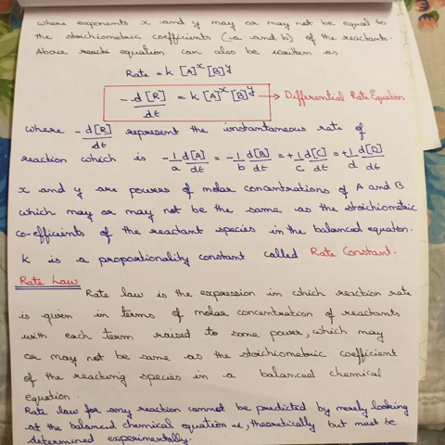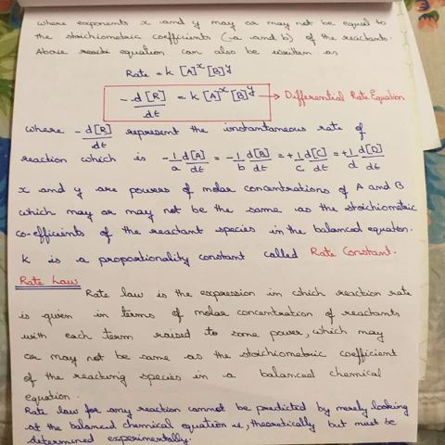Now, we can go through the rate law once more. The rate law is the expression in which the reaction rate is given in terms of the molar concentration of reactants with each term raised to some power, which may or may not be the same as the stoichiometric coefficient of the reactant species in a balanced chemical equation.